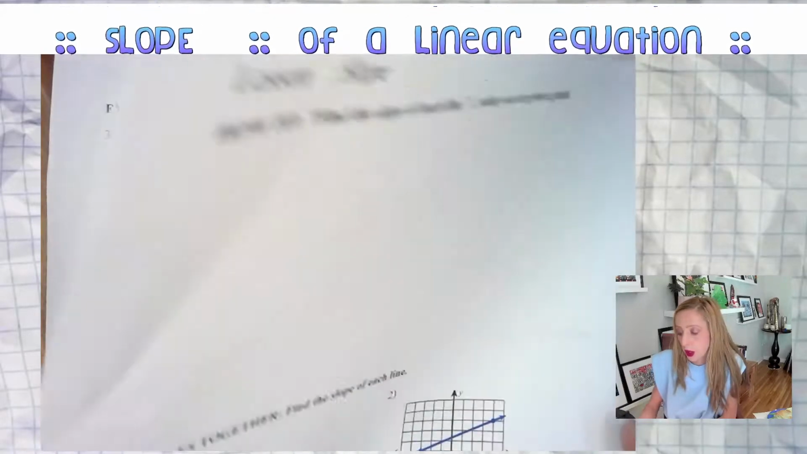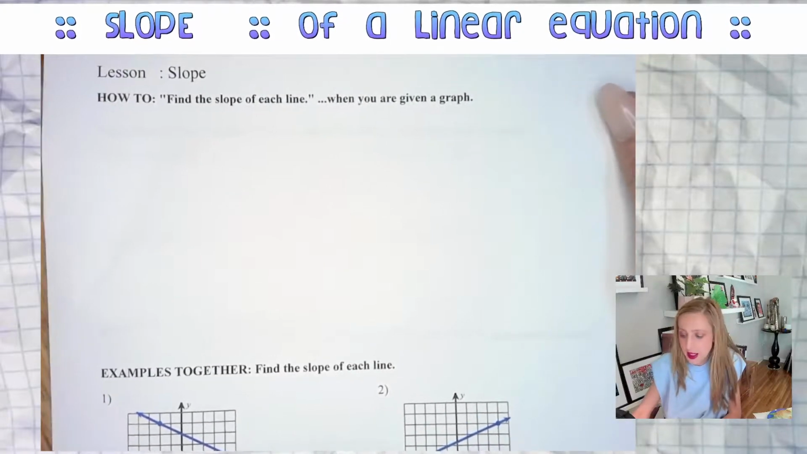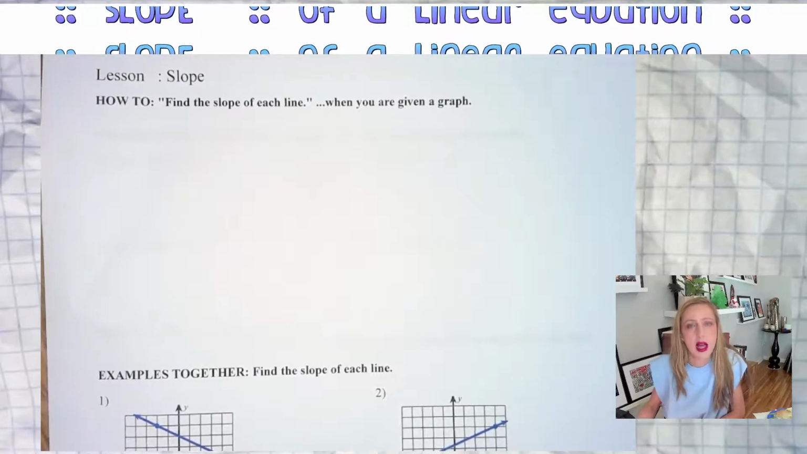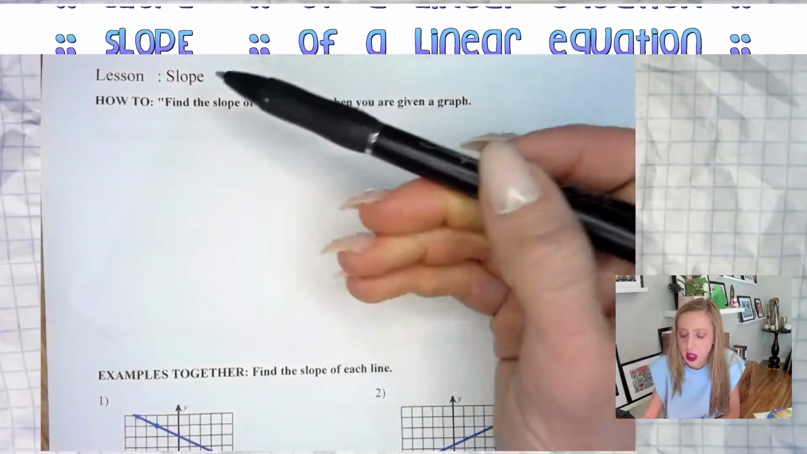So after we do this quick lesson, you're going to have a classwork assignment, and I'll even help us out with a couple examples in the classwork, and then you'll do the rest on your own. So let's get started. Slope.